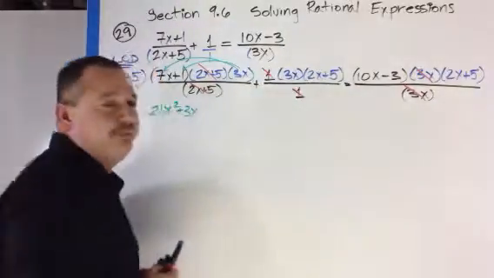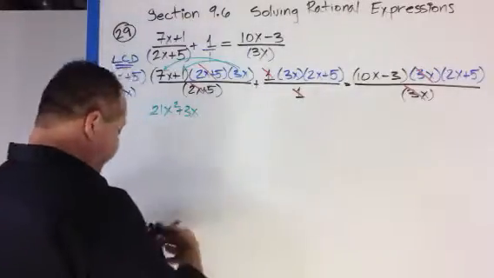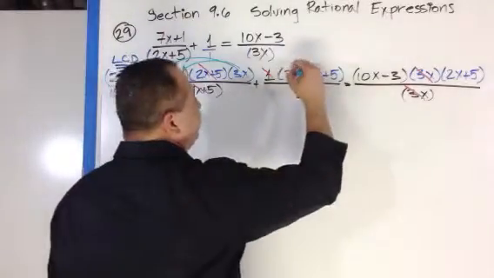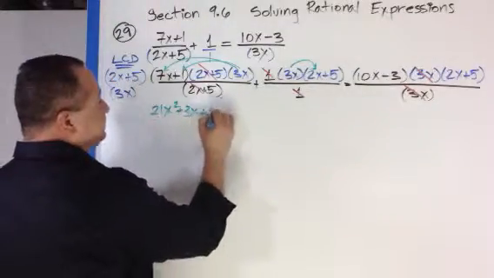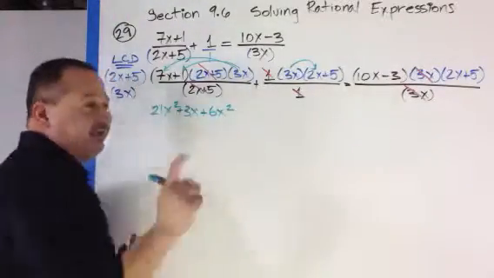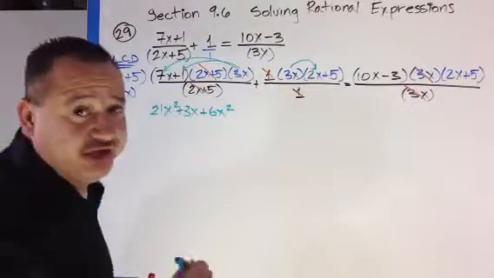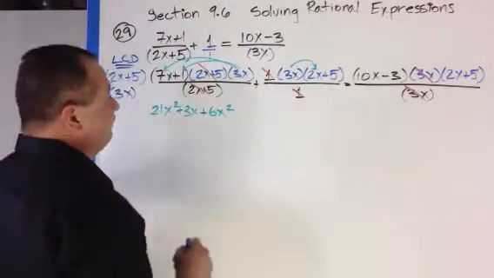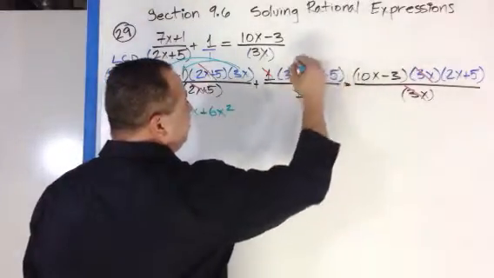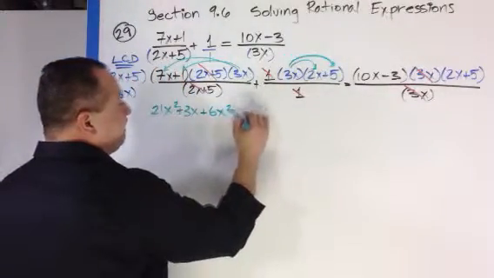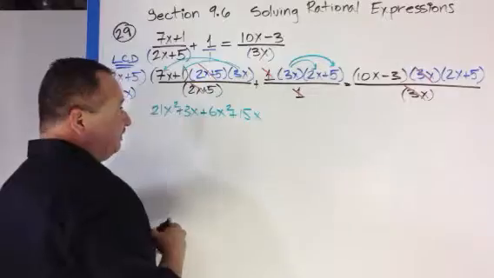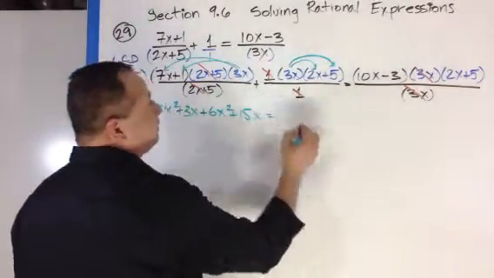This one, if it makes you feel better, I'll do 1 divided by 1. But 1s don't change anything. So I'm going to distribute the 3x. So we now have 3x times 2x. That gives me positive 6x squared. Make sure if you see any mistakes, let me know early on so that I don't go any further. And then finally we have 3x times 5 gives me 15x. And then we have equals.